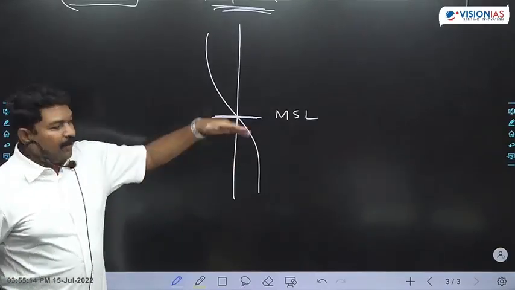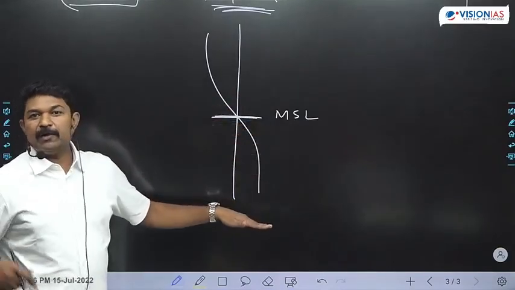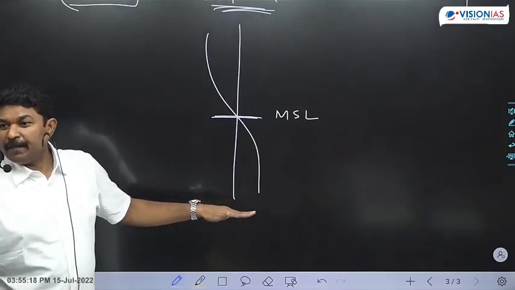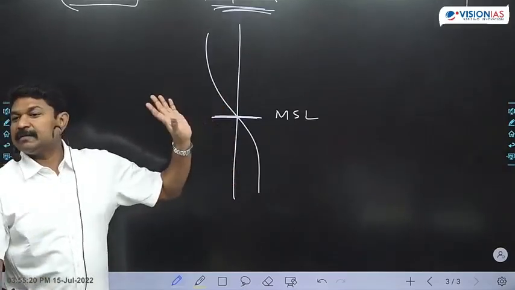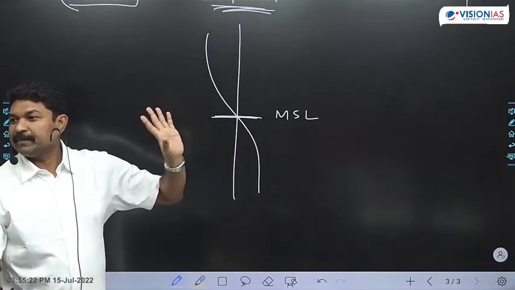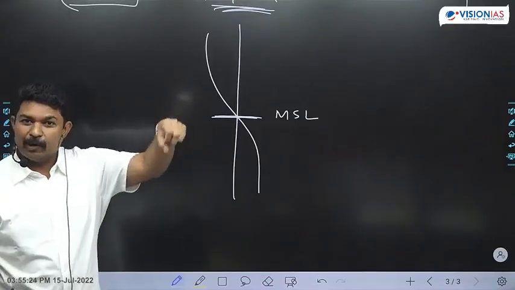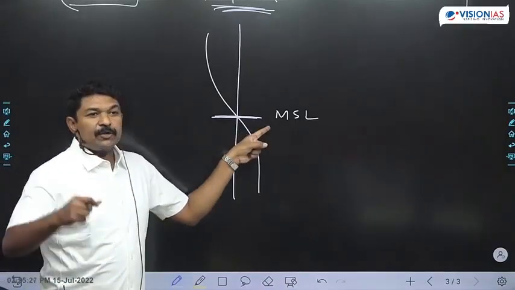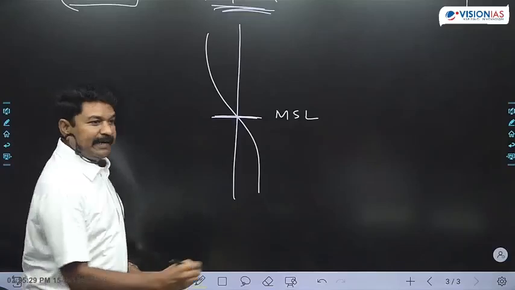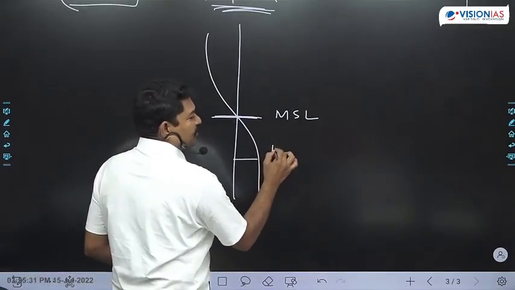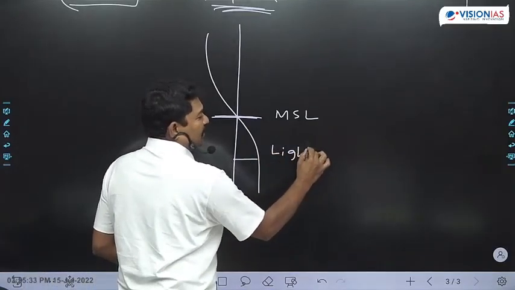Meaning what? If you go below the mean sea level, you will be in the water. If you come above the mean sea level, you will be on the land. Clear? Now, let us go below the water. The moment you go one step below the water, it is represented with the blue color, which is called the light blue color.